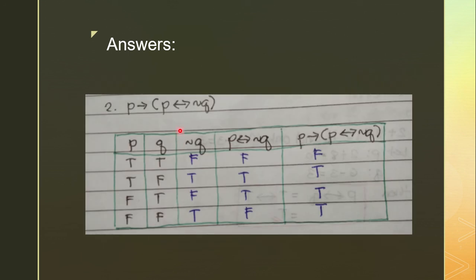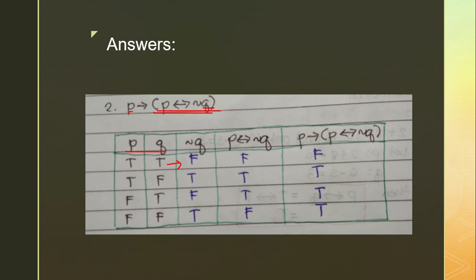Another, we have if P, then if P, if and only if, not Q. So again, we have two variables, P and Q. Then get the possible combinations. Now we have two variables, so there are four combinations: T, T, T, F, F, T, F, F. Then since only Q is being negated, we'll have the negation for Q. That's F, T, T, F.